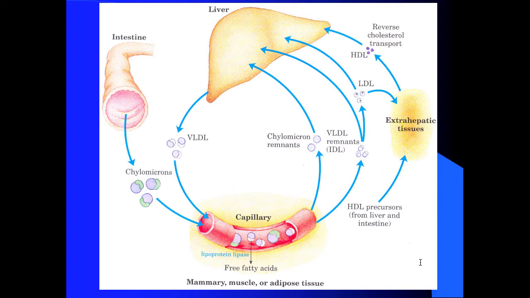So now what have we done? We've dropped off triglycerides to tissues. Now, what's left in that chylomicron remnant? Cholesterol. So put this in your notes. ApoC2 activates lipoprotein lipase, which hydrolyzes triglycerides. So fatty acids are delivered to cells.